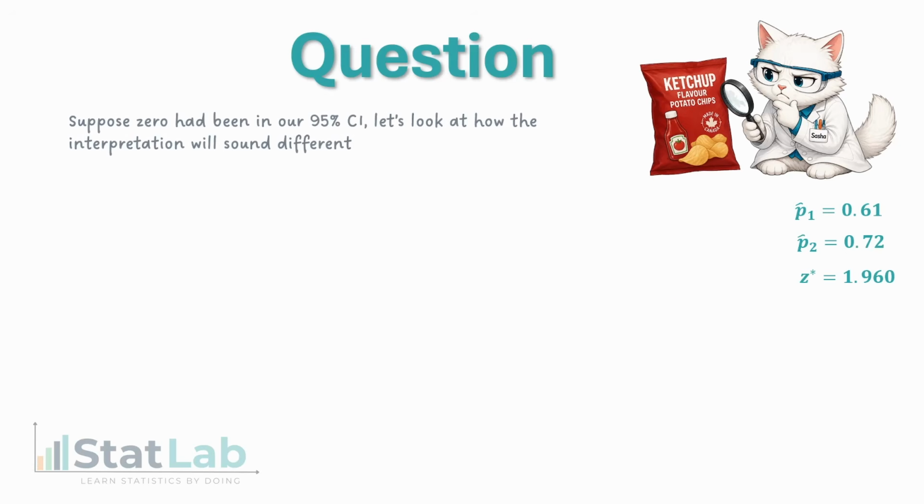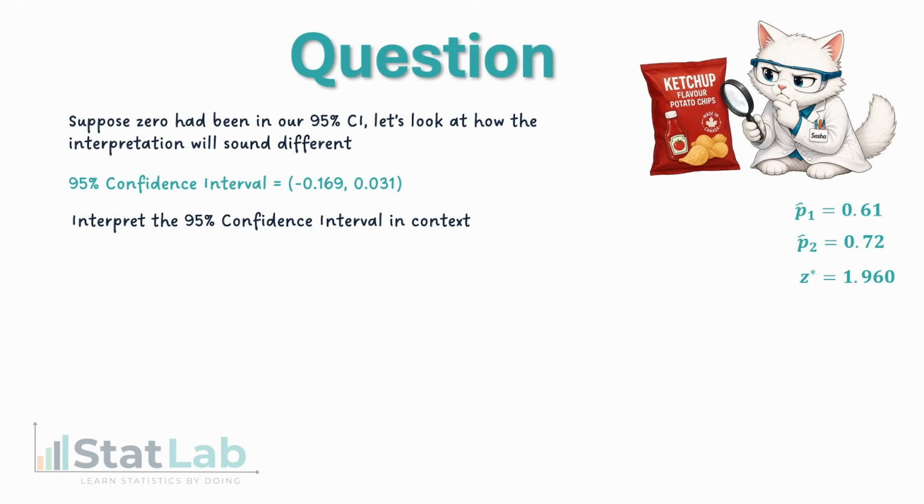So let's suppose, though, that 0 had been in our 95% confidence interval. Let's look at how the interpretation would sound a little bit different. Say this was our confidence interval. So as soon as you see a negative and a positive number, you know that 0 is in your confidence interval. And if we were going to interpret this in context, it would sound something like this.